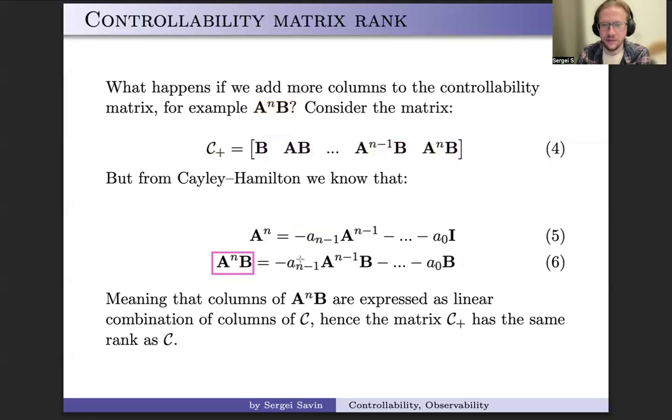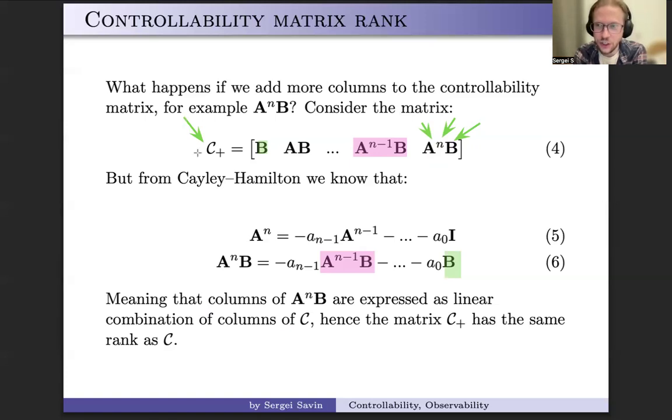Now, if we multiply this by B, what we get is the same expression, just times B, and so on. But now notice what we have here. What we have here are elements of this matrix, basically columns of this matrix. Those are columns of the controllability matrix. So what we found out is that from Cayley-Hamilton, it follows that those new columns that we added did not increase the rank of the matrix. So the rank of C plus is the same as the rank of C, because the new columns were a linear combination of old columns.